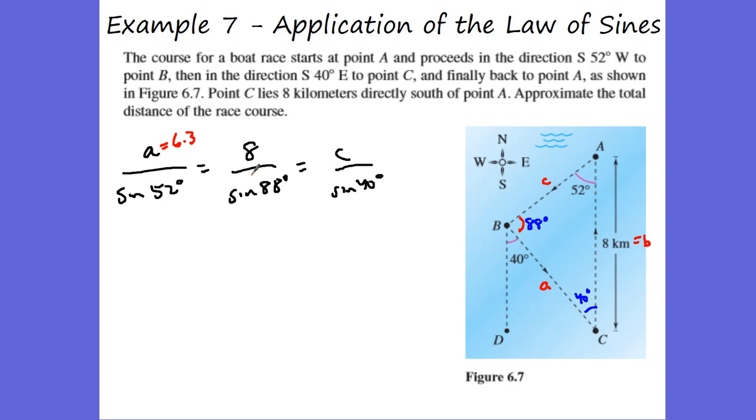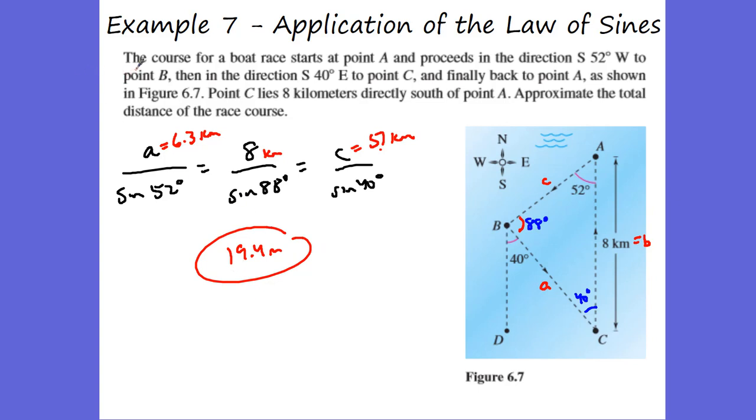Okay, and of course that's kilometers. We know this is kilometers, which means I'm going to do another cross multiplying, 8 times sine of 40 divided by sine of 88 degrees, and we get 5.1 kilometers. Which means the entire race, the distance of the race, was side A, 6.3 plus 8 plus 5.1. That gives me 19.4 total kilometers, and that is the application of the law of sines.